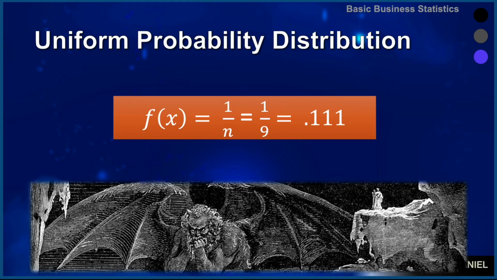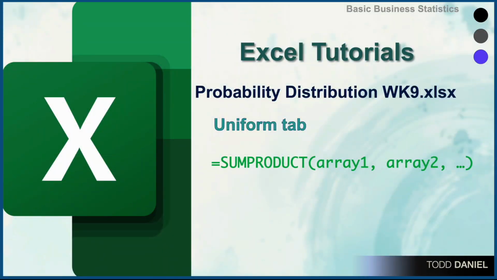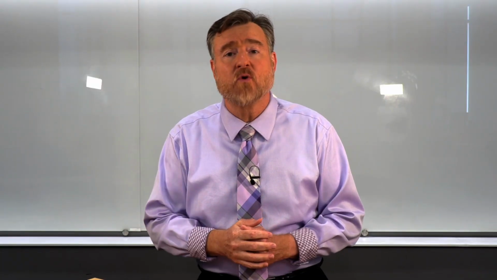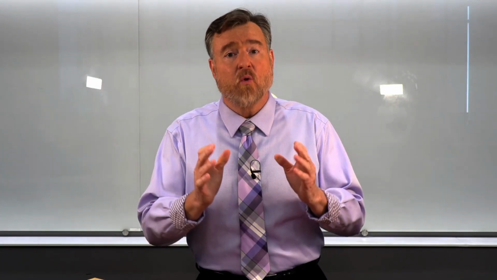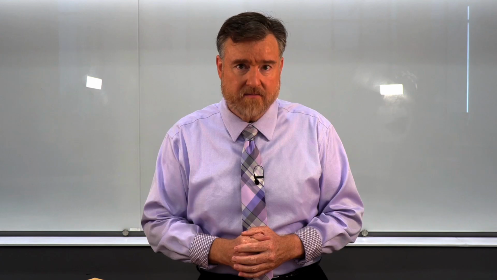Calculating that probability involves knowing how many total circles there are. There are 9. So the probability of being in any one of those circles is 1 over 9, or 0.111. And as I've done previously, I've created an Excel spreadsheet for how to calculate expected values and variance for this uniform probability distribution. We're going to take a look at that in our next video.